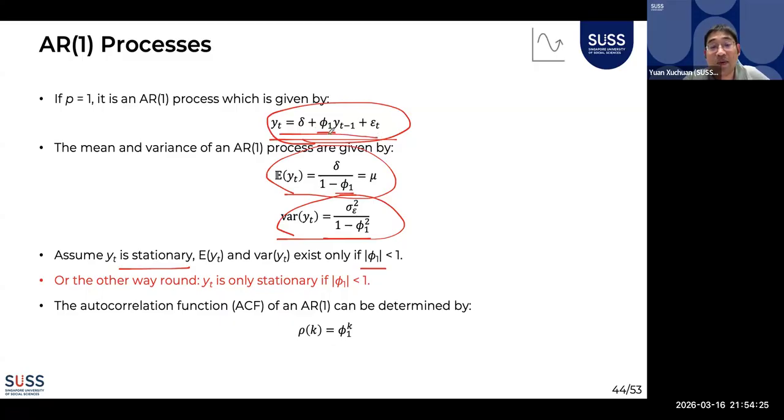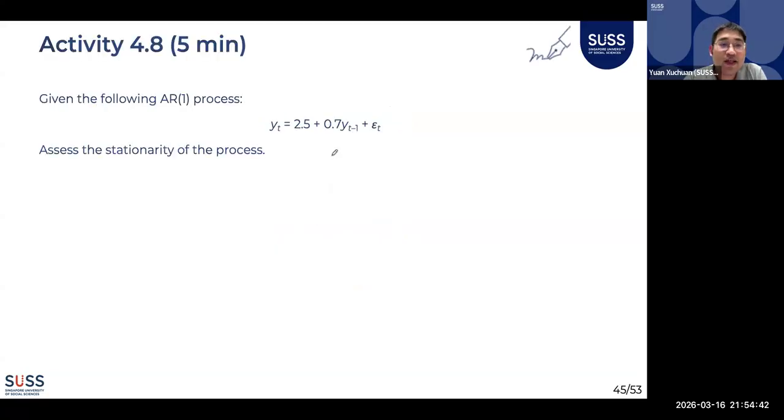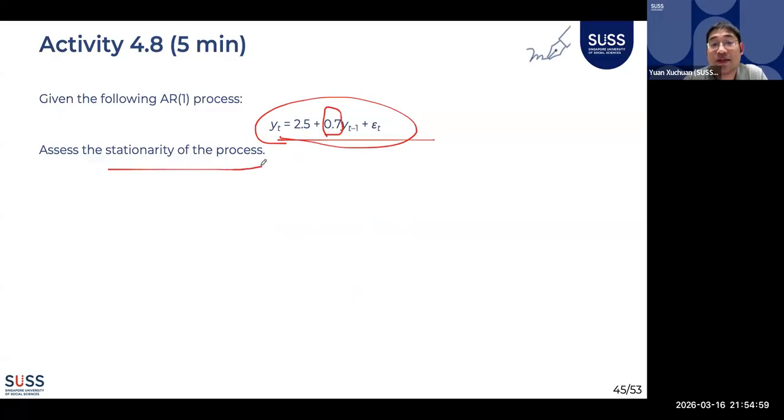If the absolute value of phi 1 is bigger than 1, the process explodes. And you can see the autocorrelation equals phi 1 to the power k, so there is no cutoff for the ACF of an AR process. For the AR1 process, if the absolute value of the coefficient is less than 1, then the process will be stationary.